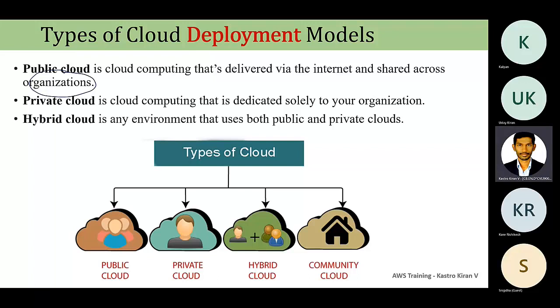So they can give access to individual people, and they can also give access to the people who are working in the same organization. The best example for this is AWS. So AWS can give the access to individual persons. AWS can give access to the group of companies also. That's called hybrid cloud. And then comes the community cloud.